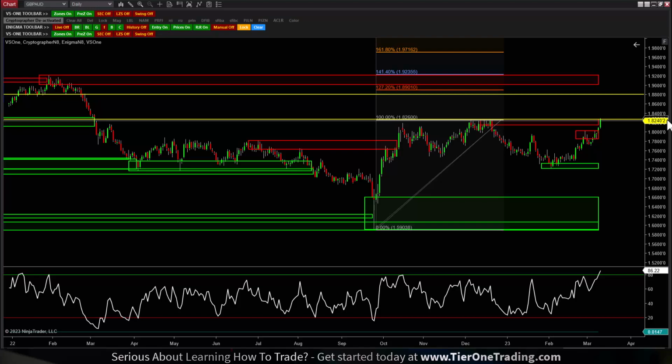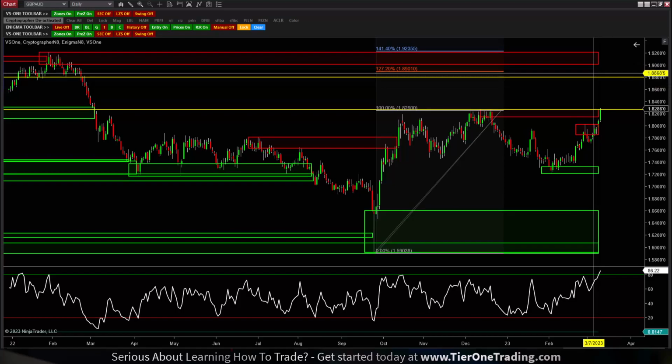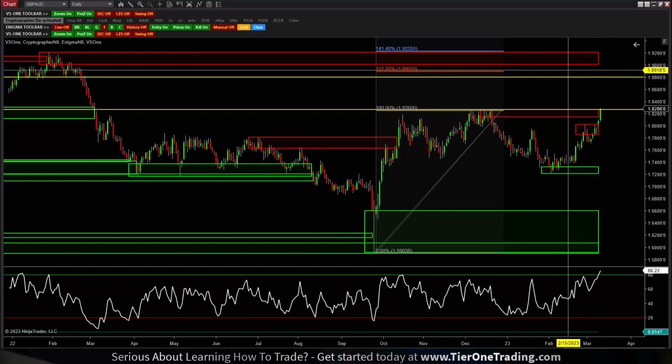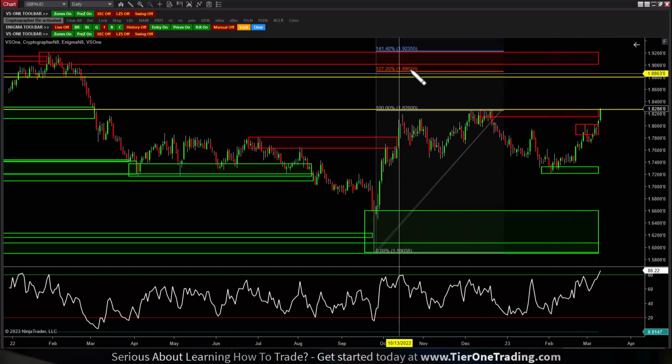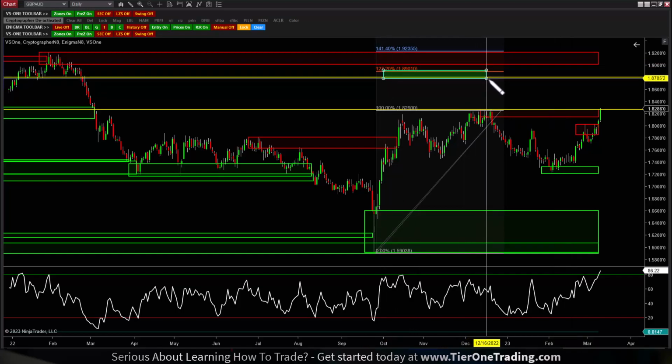That's the more important of the extensions, to be honest with you. The 127 is going to be a little bit higher here at 189. So we can start bracketing a zone really between our 127 here and that 188 even handle.